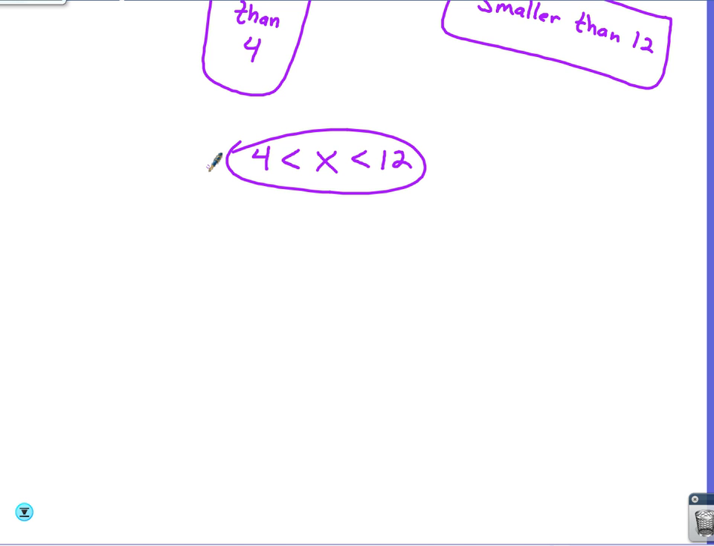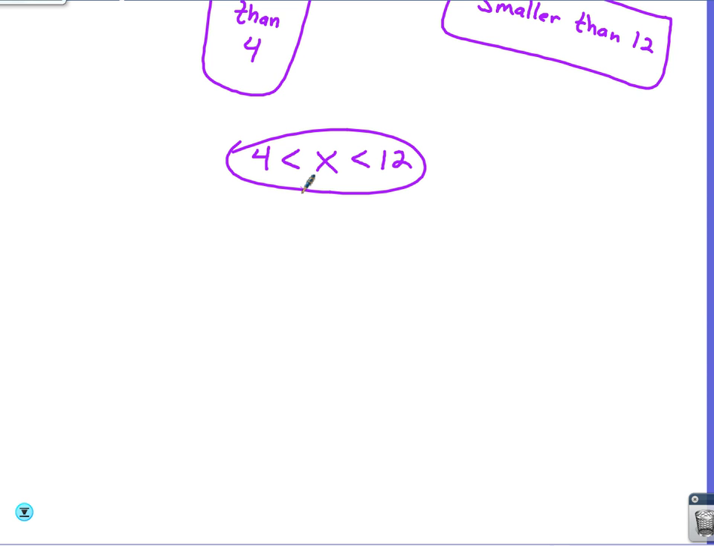That's how I want you to write it, as a sandwich. What that sandwich statement says is 4 is smaller than x. Let's read it backwards. X is bigger than 4. And also, x is smaller than 12. So pretty much what does this say? X is between 4 and 12.